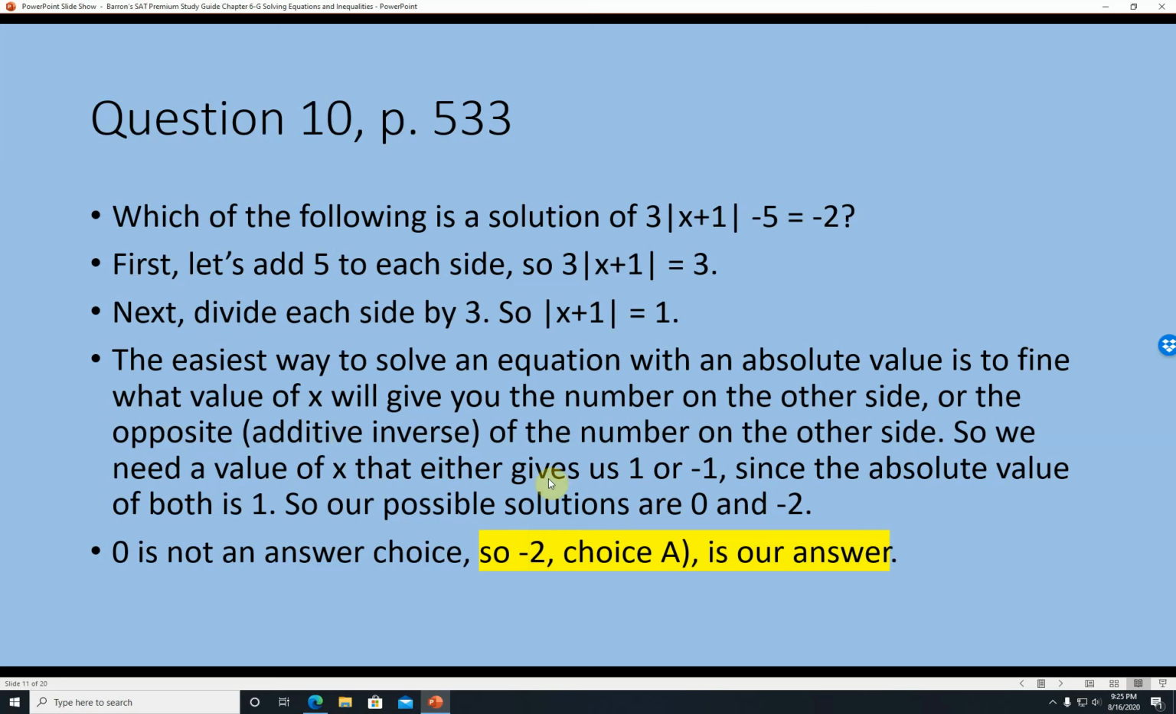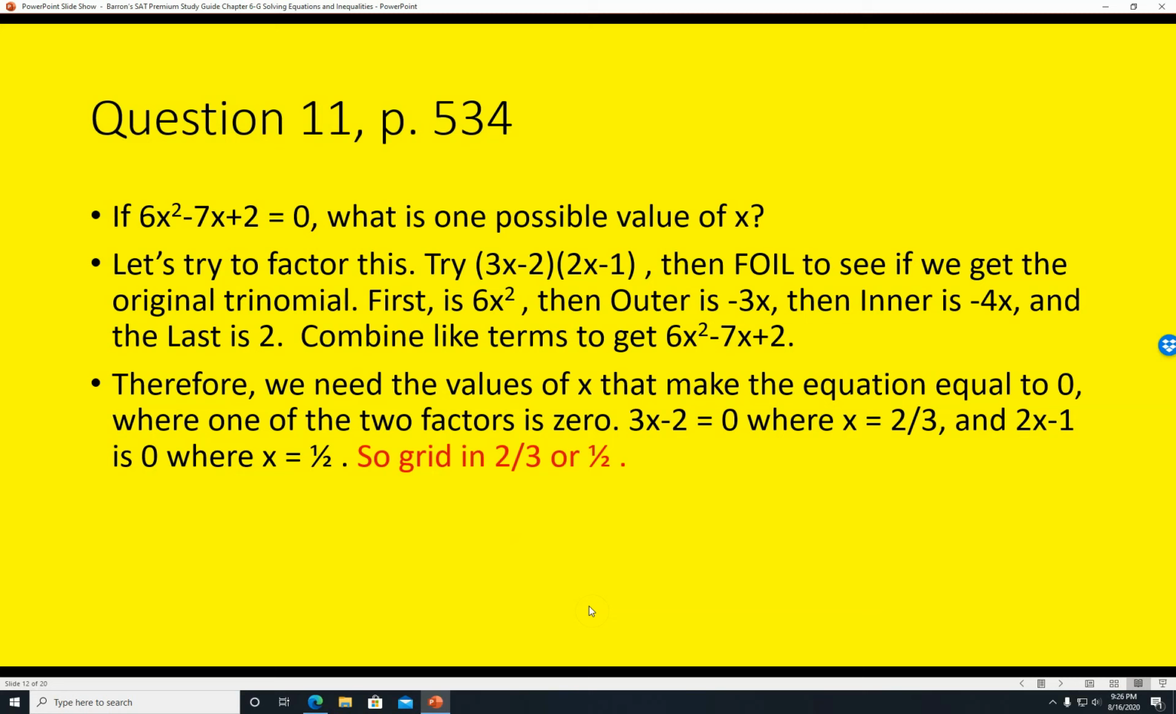So we need a value of x that gives us either 1 or negative 1, since the absolute value of either 1 or negative 1 is 1. So our possible solutions are 0 and negative 2. So 0 here, because 0 would give us 1, absolute value of 1, which is 1. Negative 2 gives us negative 1, absolute value of negative 1 is also 1. 0 is not an answer choice, so negative 2, choice A, is our answer.